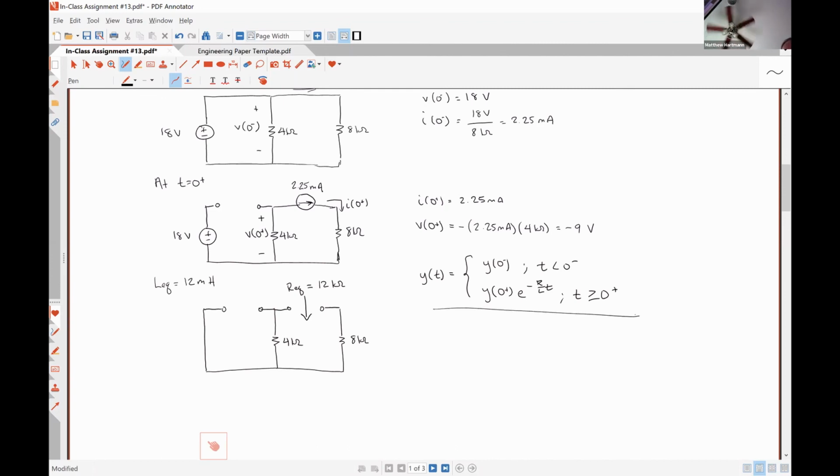So from this, our voltage function, V of t, just pulling in the data that I've collected, should be 18 volts because this was the voltage at t equals 0 minus.